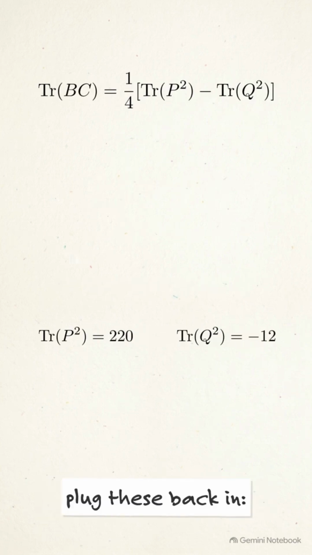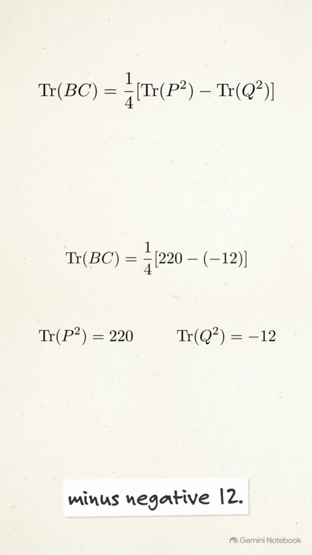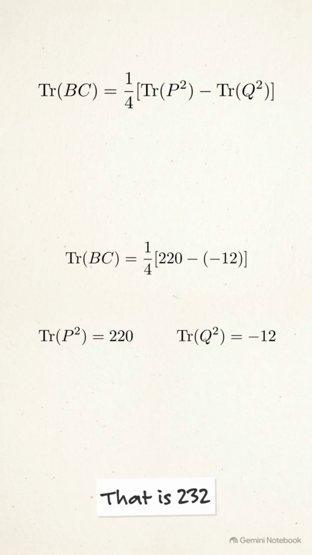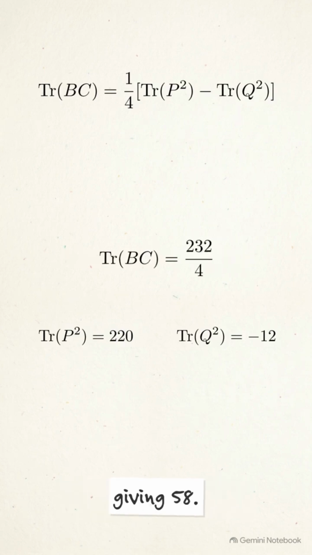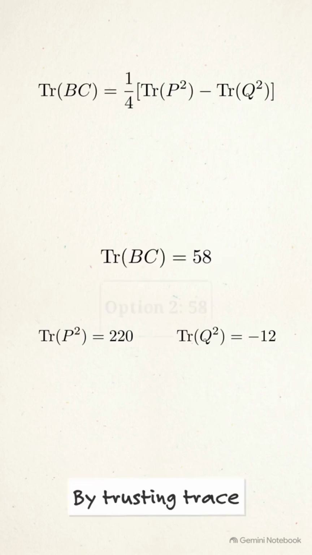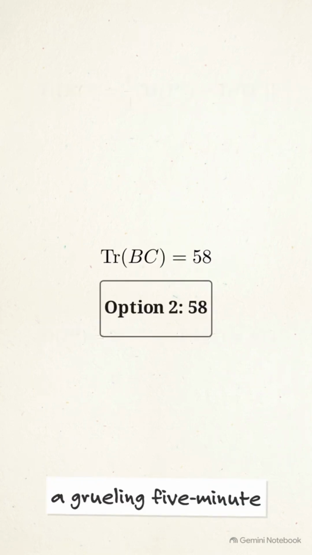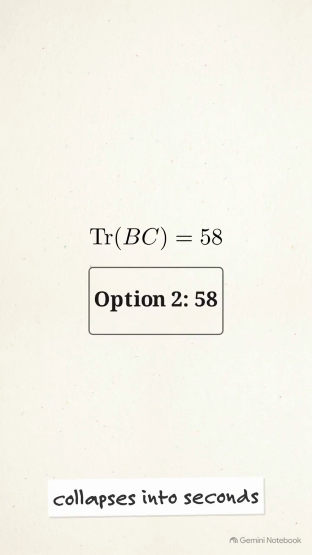Finally, plug these back in. 1/4 of 220 minus negative 12. That is 232 divided by 4, giving 58. Option 2 is correct. By trusting trace properties, a grueling 5-minute multiplication collapses into seconds of mental math.